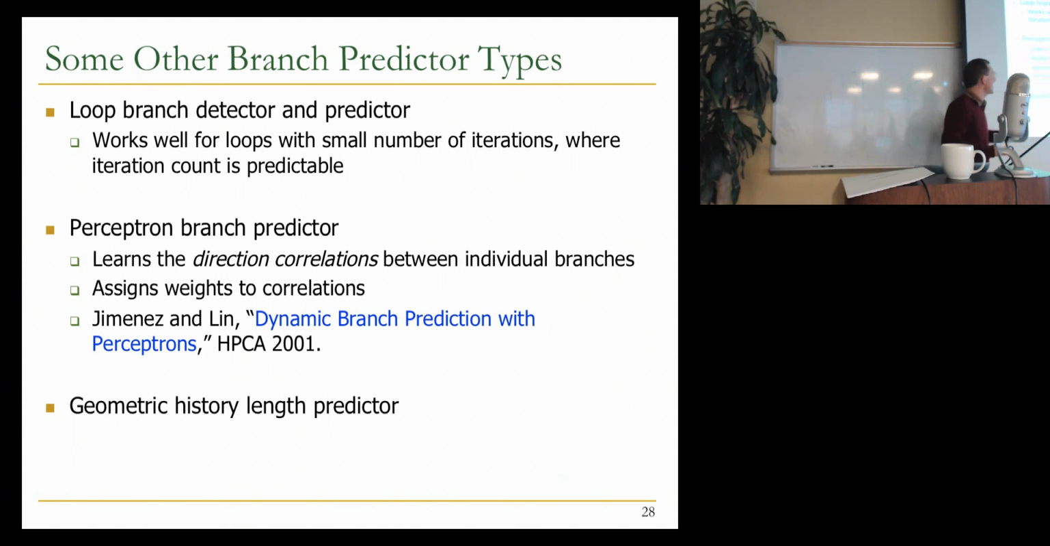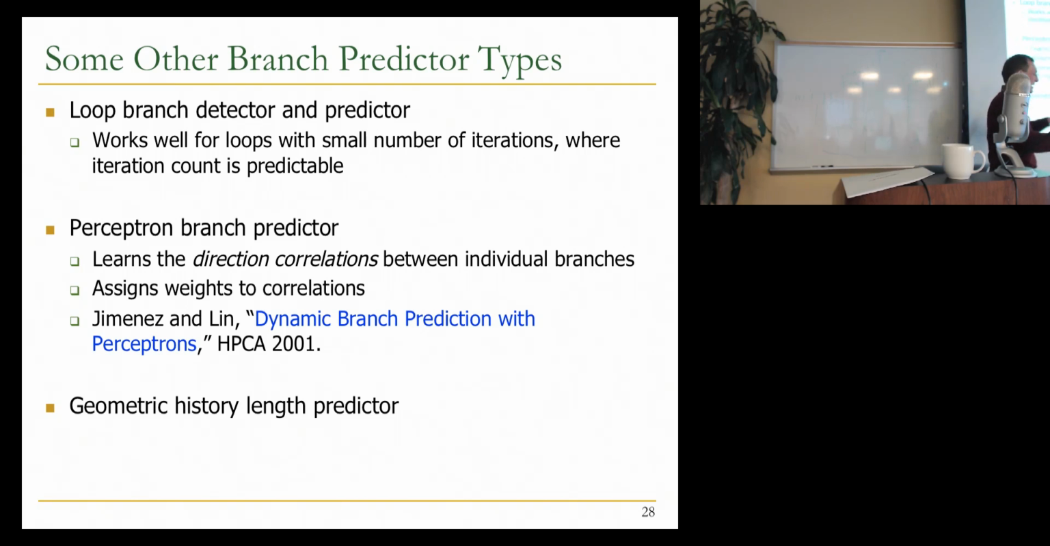So people have looked at the geometric history length predictor. Well, I guess your predictor is not a geometric history length predictor, but the idea over here is to have a set of tables with different history lengths, where the history lengths actually grow as a geometric series.